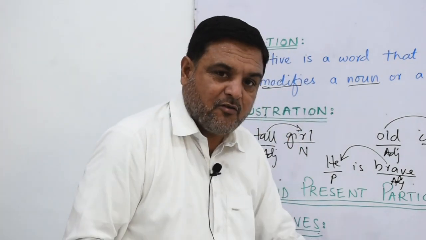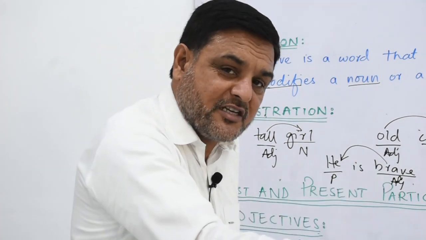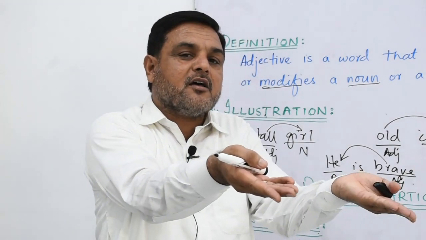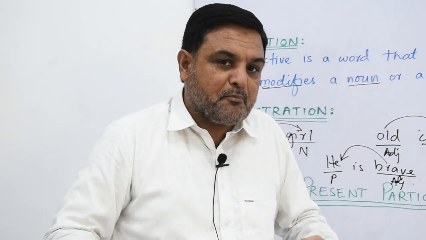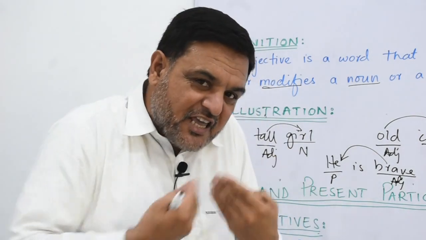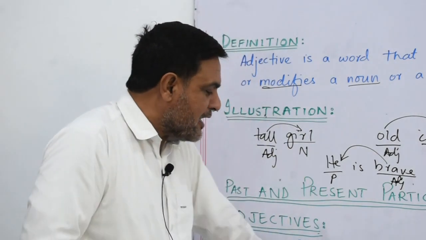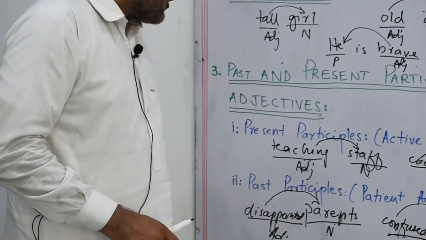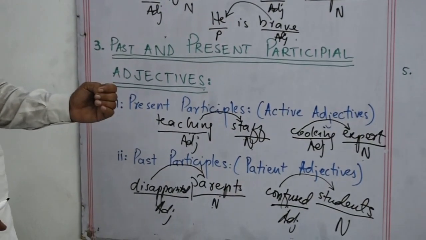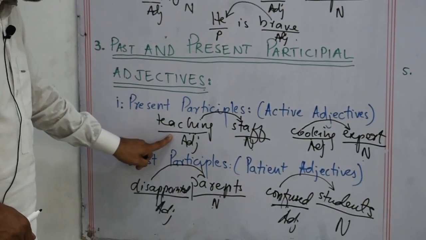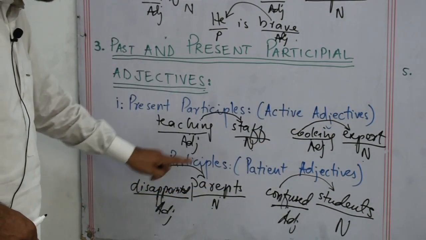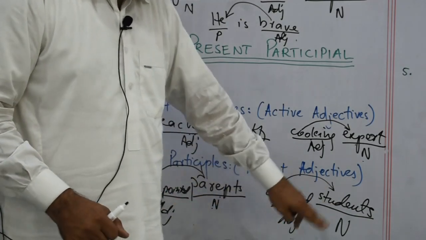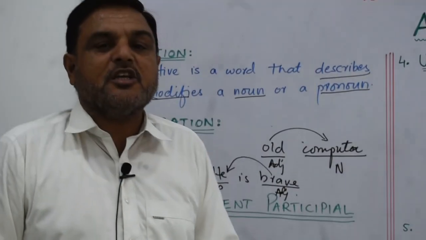a special adjective. Why? Because students are not confusing somebody. They are not active. Rather, they are being affected by confusion. So they receive confusion. This is the difference between patient adjectives and active adjectives. So present participle forms of the verb typically perform the function of active adjectives, and past participle forms of the verb typically perform the function of what we call patient adjectives. This is something, kids, you need to keep in mind.